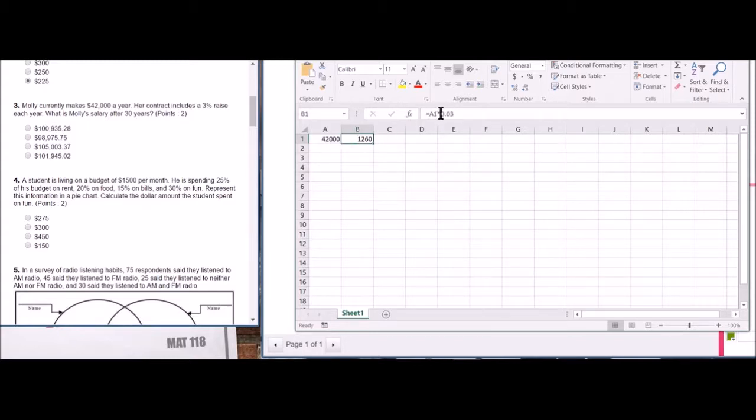A 1 represents a whole. If I did 1 there, that's 1.03. That's 3% more than your original. So if you times it by 1.03, it puts it right back in there for you. So that's the raise after 1 year. But then it's a 3% raise on top of that. Ooh. So how are we going to do that? Now, it's going to be this, but then it's going to be 3% of that.